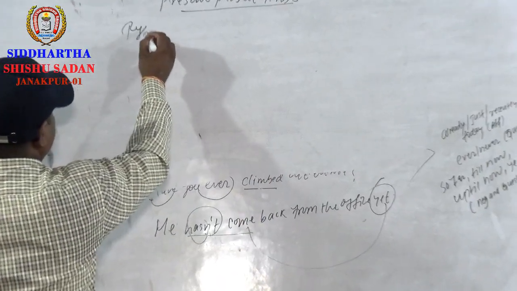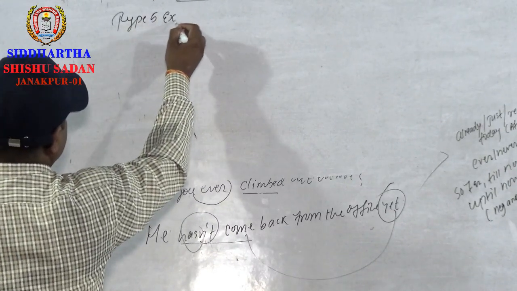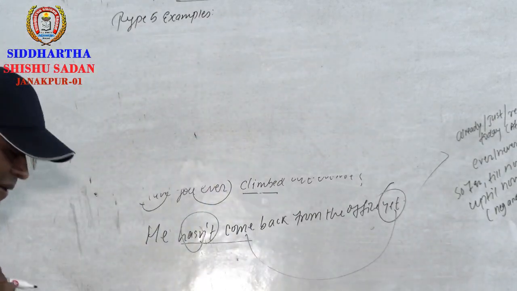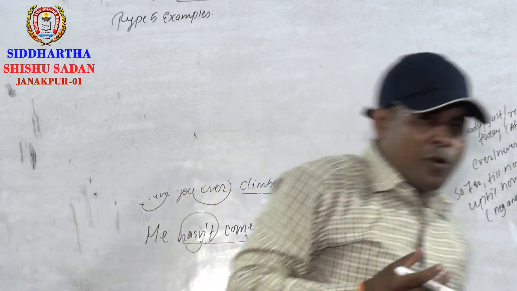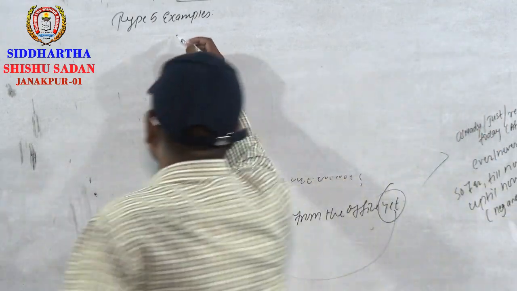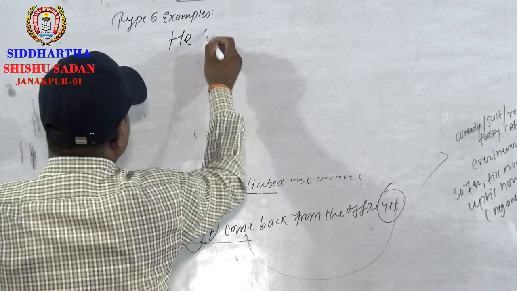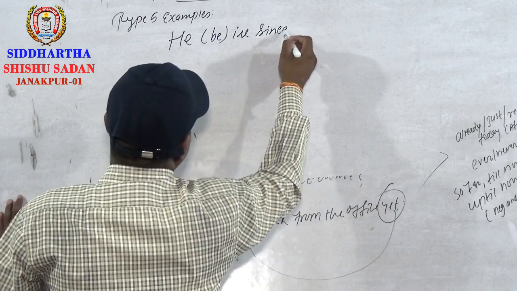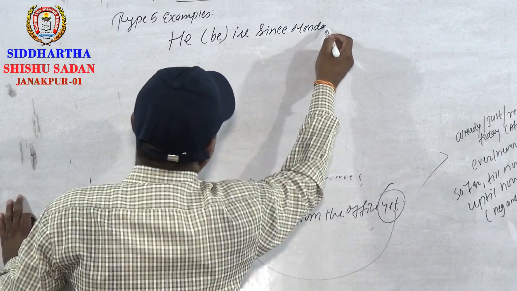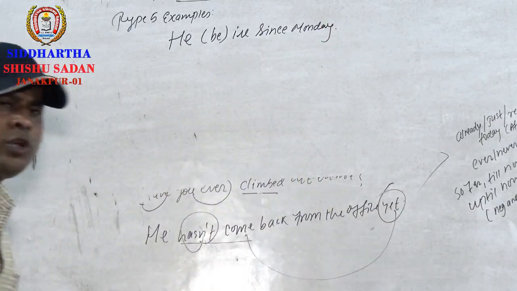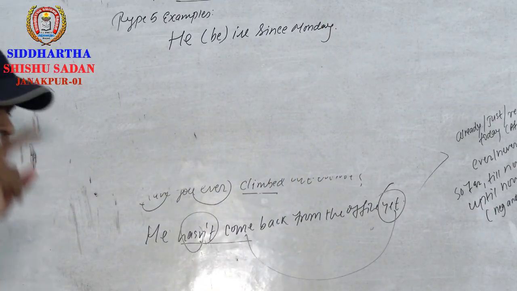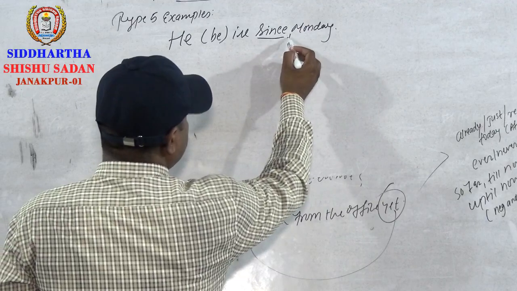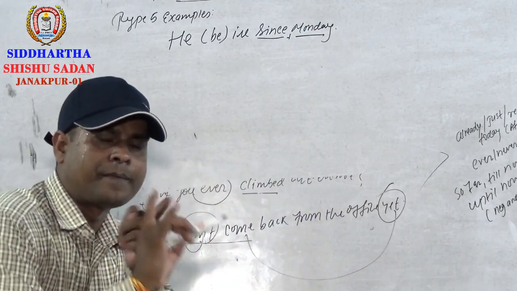Please type 5 examples. Okay, let's see here. I will give the example in the form of a question. See here: He (be) ill since Monday. Dear students, what tense will you use over here? Do you know? You must use present perfect tense. Why? I will tell you. See here, since plus what is this? Point of time, fixed time.